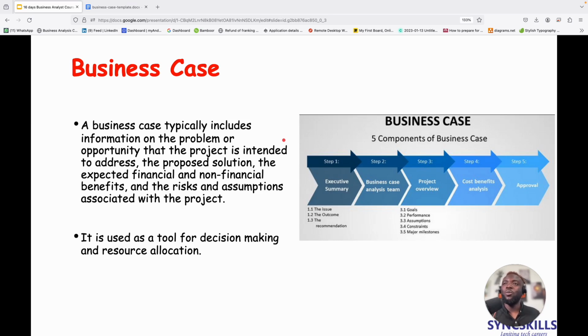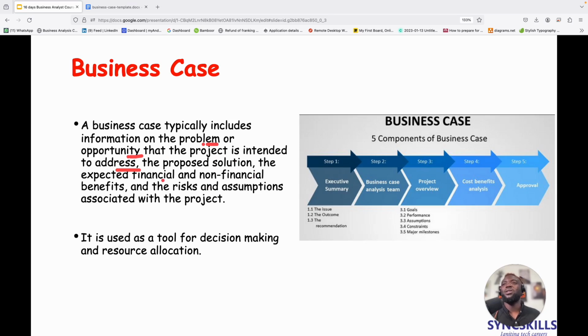Now, even more on that, a business case will typically include information on the problem or opportunity that the project is trying to address. So you also need to document what problems we're trying to solve here, or what is the opportunity we're pursuing, right? And then you document the proposed solution. So how are we going to solve this problem or maximize this opportunity to our advantage? So you have to have a strong plan there.